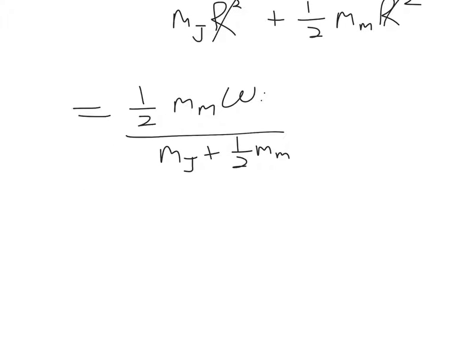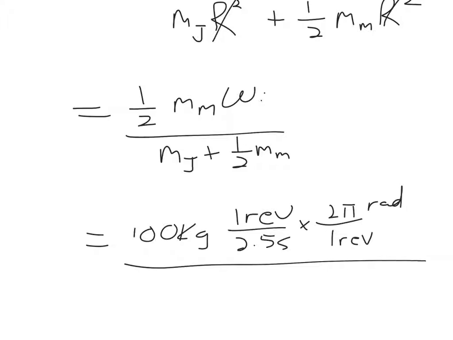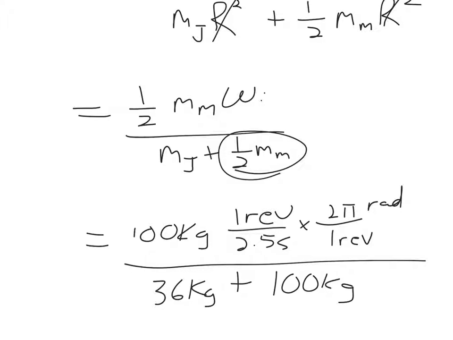The merry-go-round was 200 kilos. So if I half that, on top I'm going to get 100 kilograms times the initial angular velocity, which I do know. The initial angular velocity was 1 revolution per 2.5 seconds. And that's not in radians, so I'm going to change that: 1 revolution is the same as 2 pi radians. I don't have to change seconds. Seconds is fine. That's a unit I like. On bottom, the mass of Joey was 36 kilograms plus, again, 1/2 the mass of the merry-go-round, which was 100 kilograms.